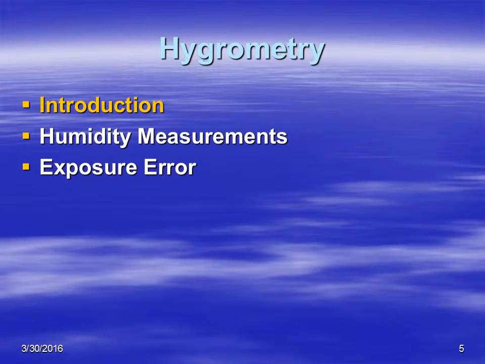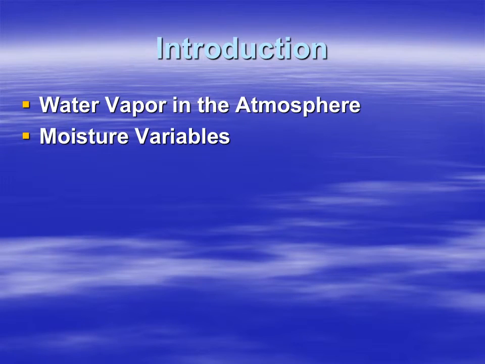So first we're going to look at humidity variables. We're going to talk very generally about water in the atmosphere. This is kind of a review, something that you probably had in other classes in meteorology. After that, we're going to work our way into the ways that we measure or describe water vapor in the atmosphere, what we call moisture variables.